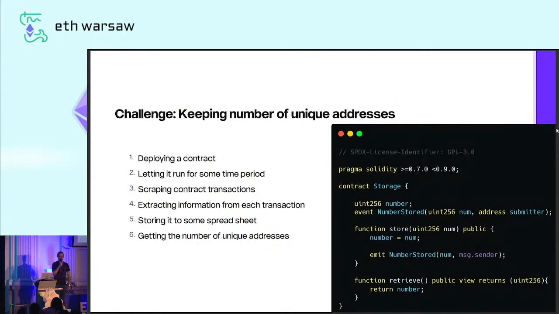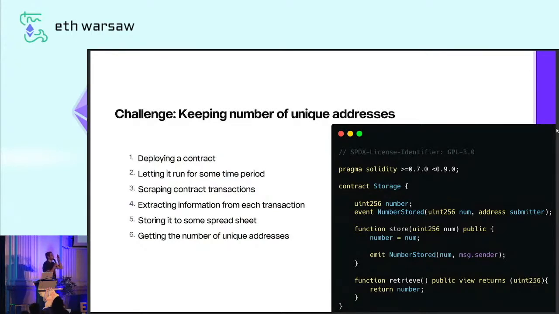Let's see how we would demonstrate this using a challenge where we want to get a number of unique IDs or unique addresses that change the number. So in our case, in the contract, we are only storing the last address. So we don't know how many times the number was changed. Obviously, we have transactions there, but there is no information in the code.